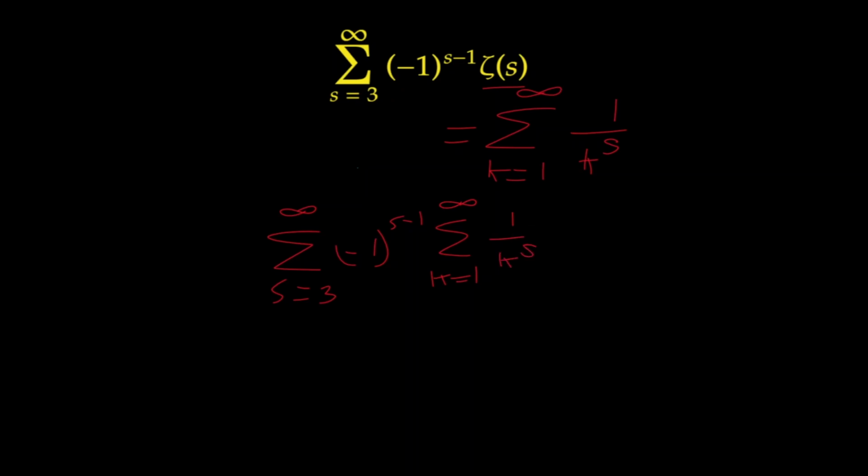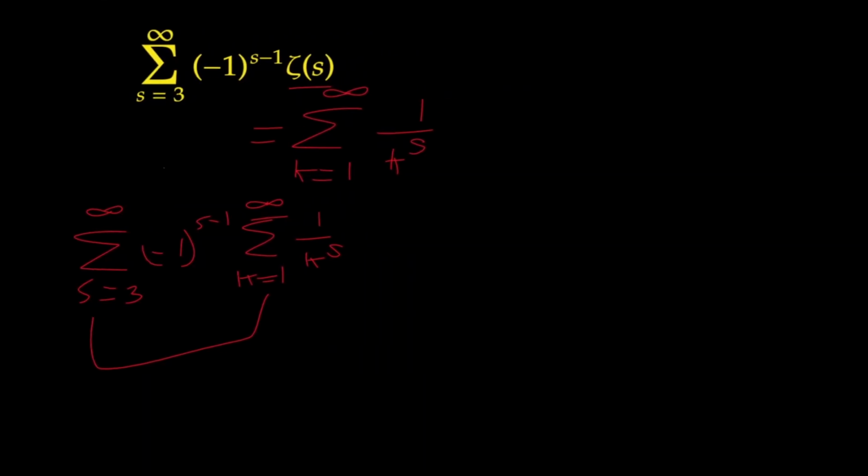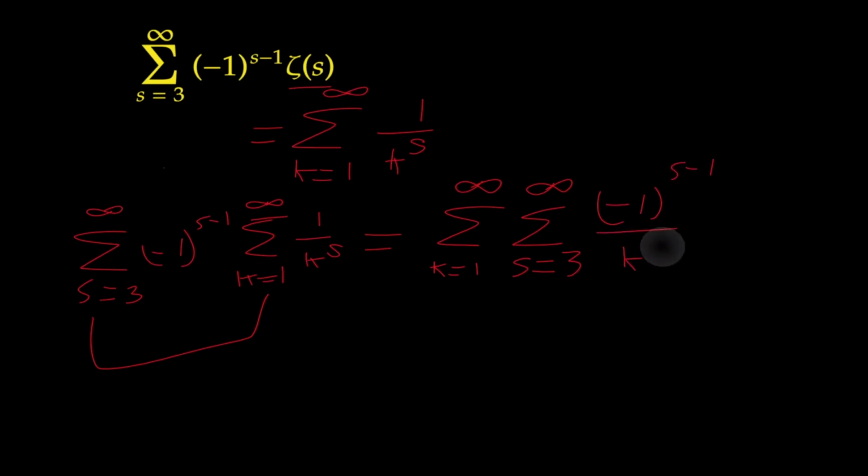And what you might see here is that we have two sums, but because these two sums are really independent of each other, so for example, there's no s in the upper bound here, what we can do is just reverse the order of the sums. So what we can say is that this is now the same thing as the sum from k equals 1 to infinity of the sum from s equals 3 to infinity of negative 1 to the s minus 1, and then divided by k to some s.